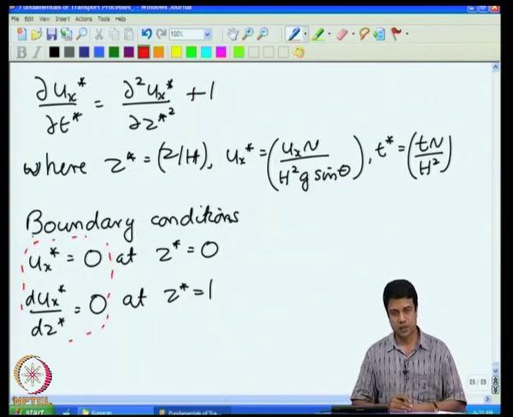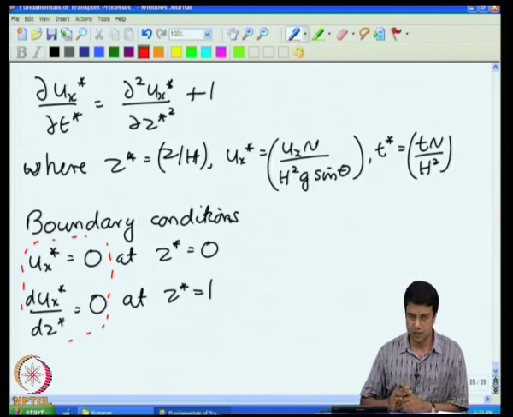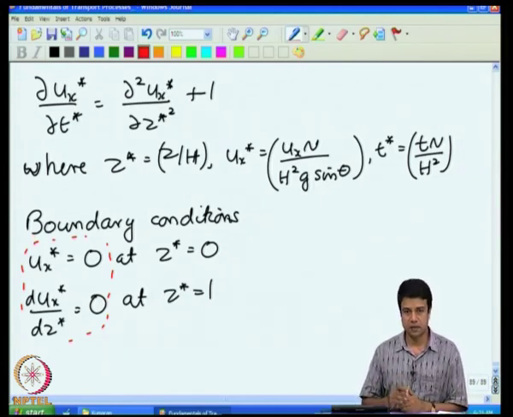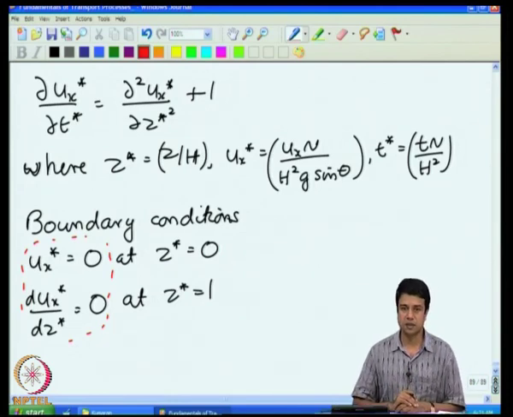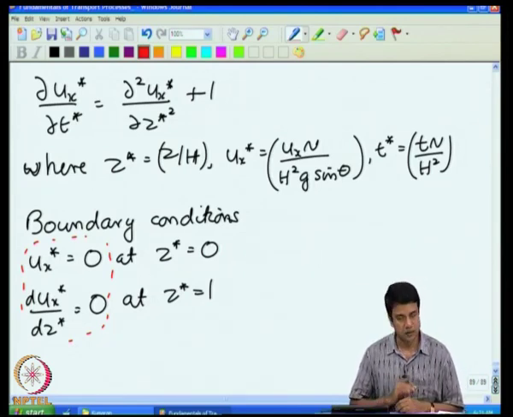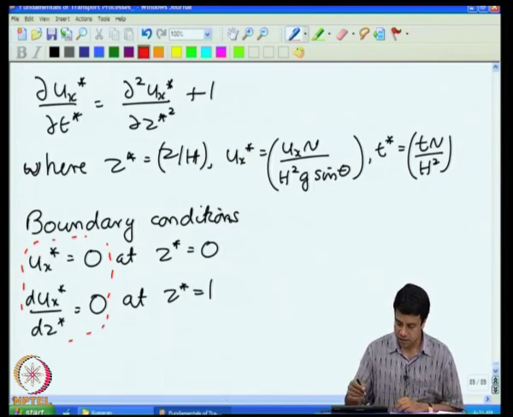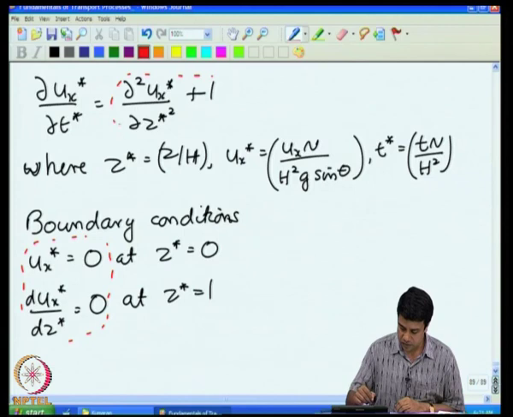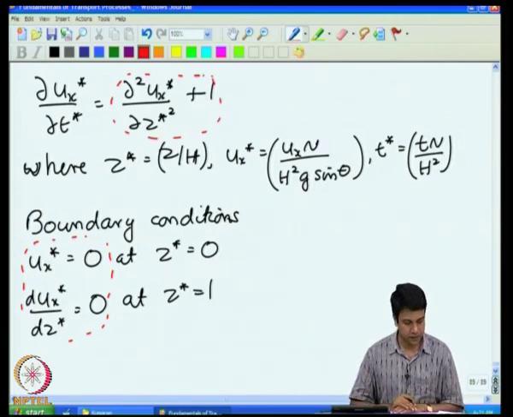So far, whenever we have solved diffusion in a channel, the boundary conditions have contained an inhomogeneous term. There was a velocity u at the boundary, there was a temperature T star is equal to 1 at the boundary, or concentration C star is equal to 1 at the boundary. In this case, the boundary conditions do not contain any inhomogeneous terms. The driving of it comes from the source within the equation itself.